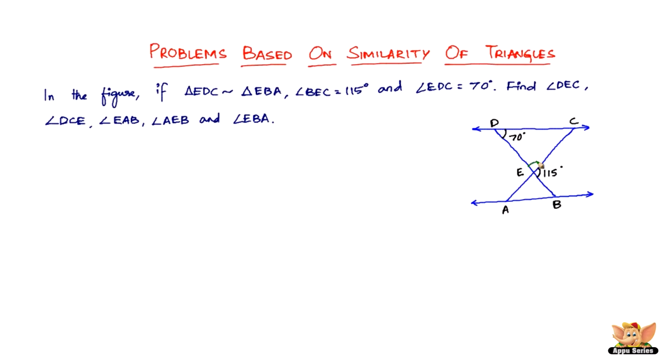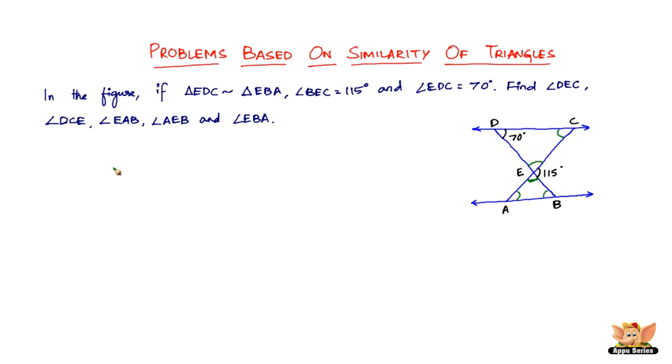That is, we've got to find this angle in green, and then we've got to find angle DCE, this one in green, and angle EAB, this one, and angle AEB, this one, and then angle EBA. So all the angles in green here are to be found. That is 1, 2, 3, 4, 5 angles are to be found.